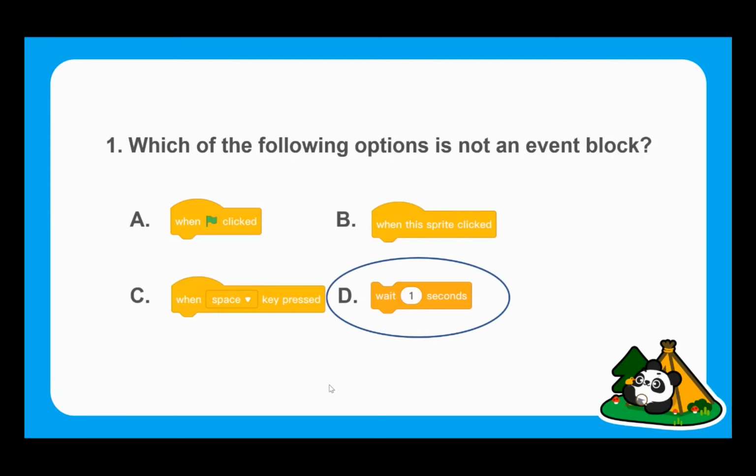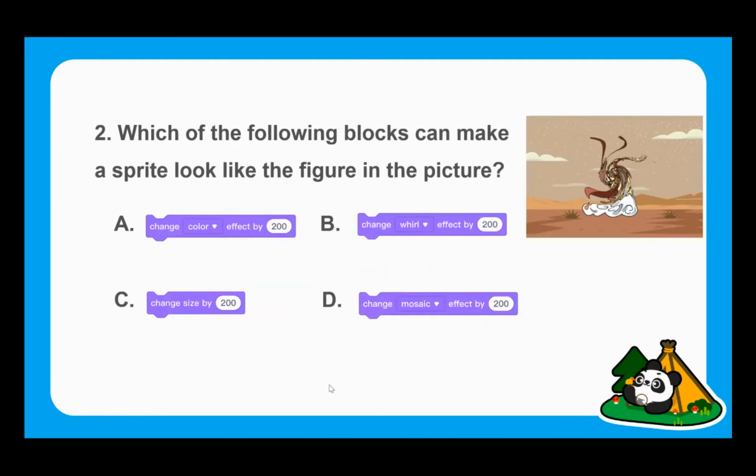start the program. Next question we've got, which of the following blocks can make a sprite look like the figure in the picture? So we were just starting to look at all the different effects. So I know you might not have all the effects in mind at the moment, but can you think what would be getting the graphic to do this from color, whirl, change size, and mosaic? Hopefully you've got an answer in your head. It is, of course, B, whirl. So you can see it in the image there that is just starting to whirl to the left. So that's how we get a graphic to do exactly that.